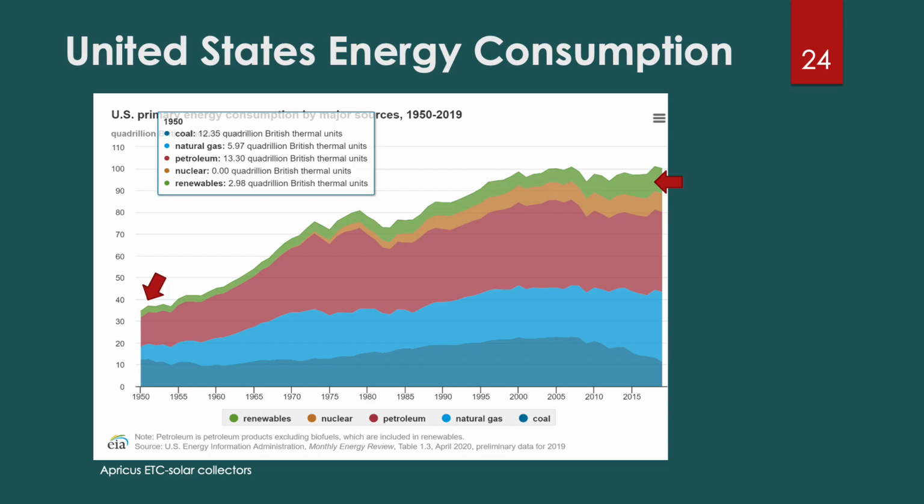The figure shows the United States energy consumption by major sources. It is evident that renewable energy has become popular over the years. Renewable energy has increased from 1950 to 2015 slightly. The goal is for renewables to eventually be the leading source of energy.